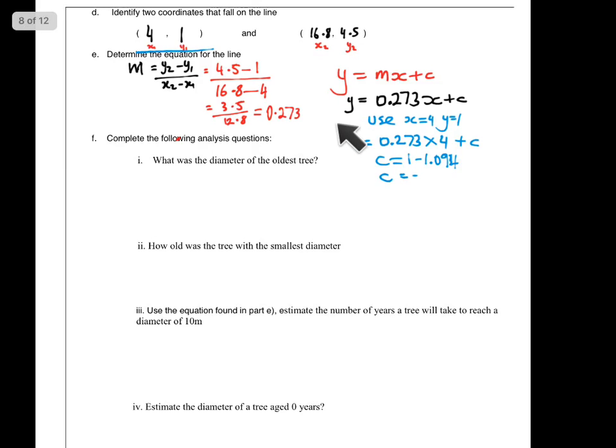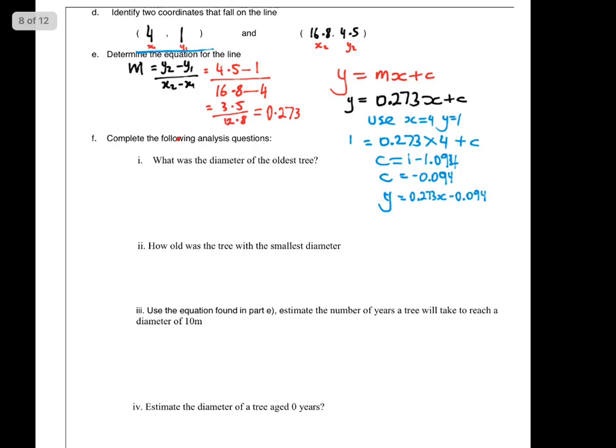So the y, I put a 1, and the x, I put a 4, and I do the calculation and I solve for c. And there it is. c is equal to negative 0.094, because I've solved for c, this one here. And altogether, there's the equation of the straight line. y equals mx plus c. There's my gradient times x minus the y-intercept that I've worked out.